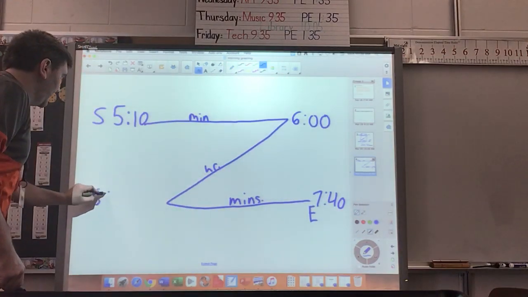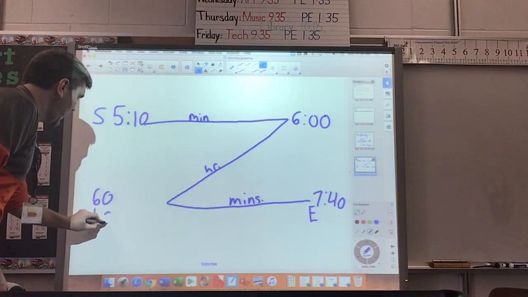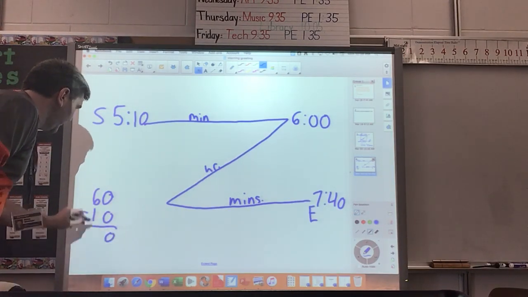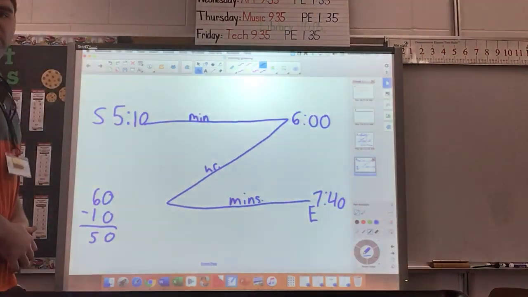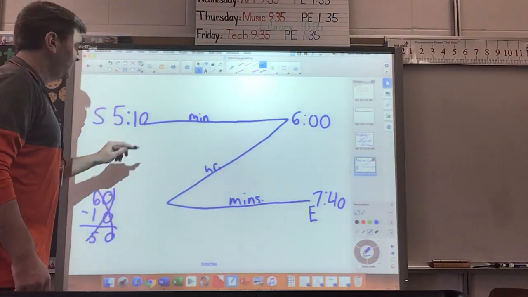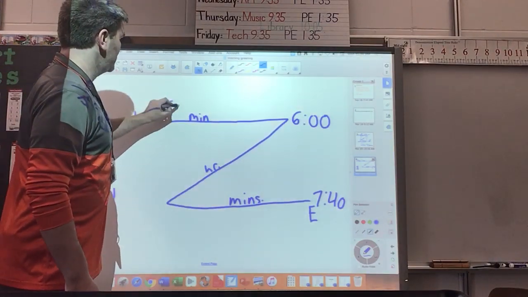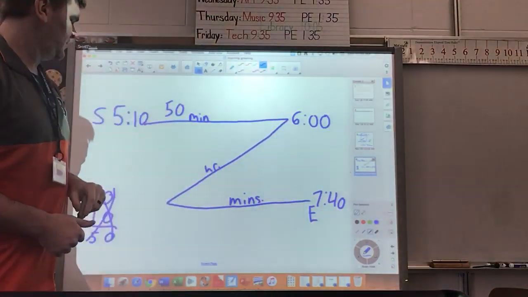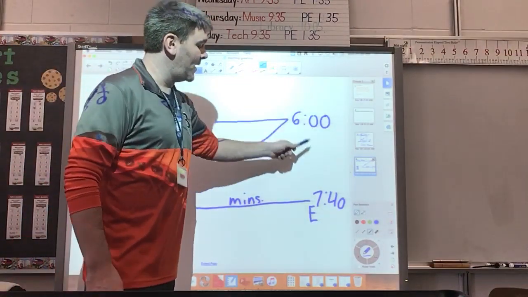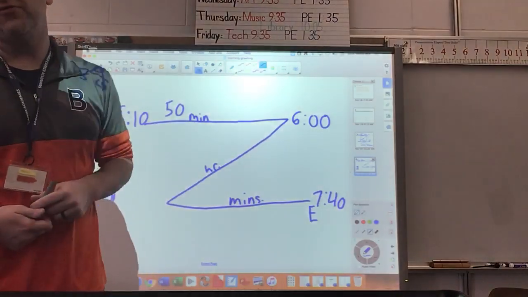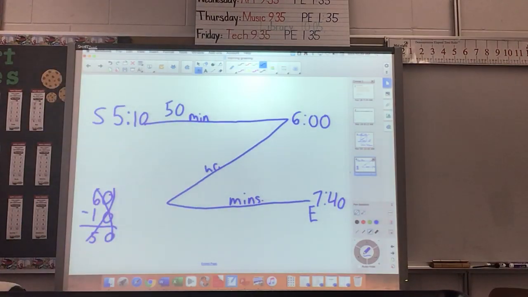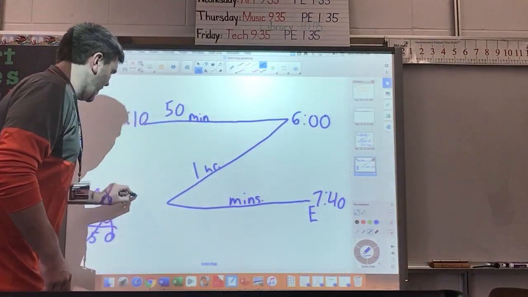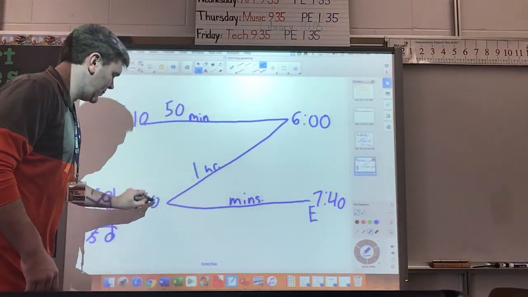I'll think 60 minutes in an hour. Subtract 10, because that's how many minutes have already passed. 0 minus 0 is 0. 6 minus 1 is 5. 50 minutes. Awesome. It's going to be 50 minutes to get me from 5:10 to 6. Now to get from 6 down to my hour down here, how many hours is that to go from 6 to 7 something? Hopefully in your head you're just thinking 1 hour to go from 6 o'clock to 7 o'clock.